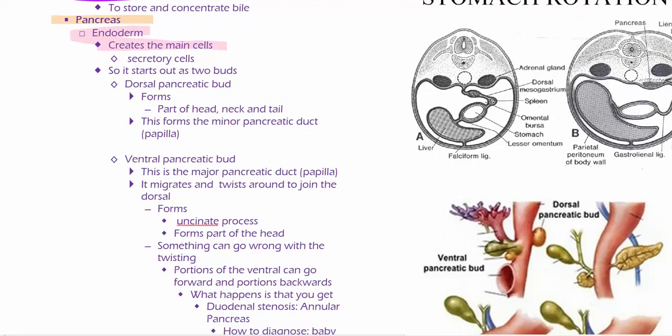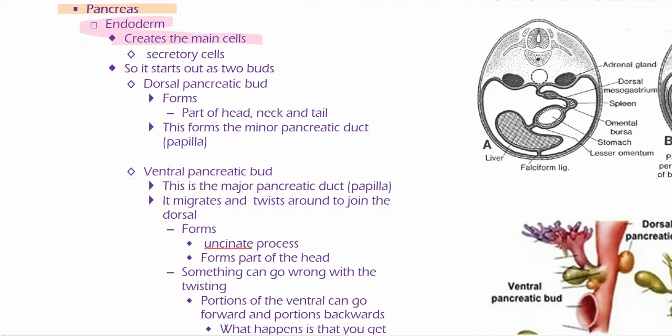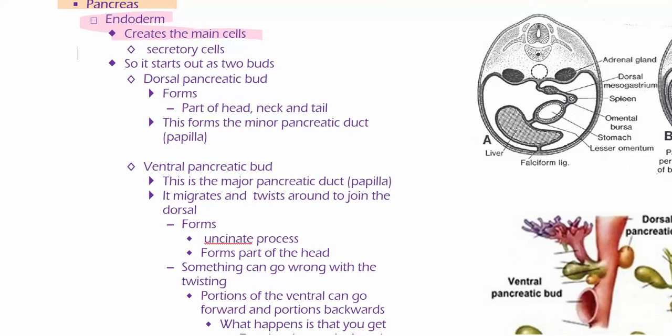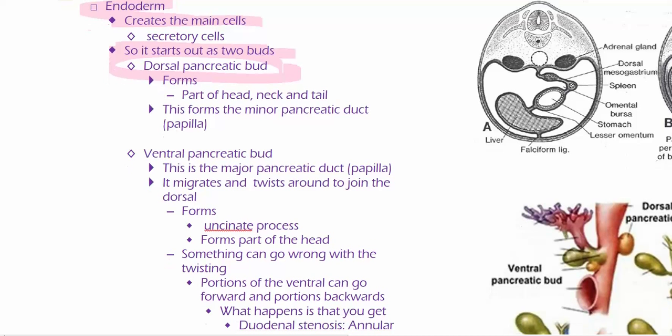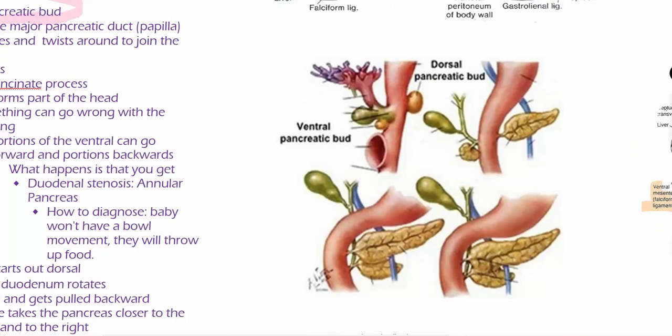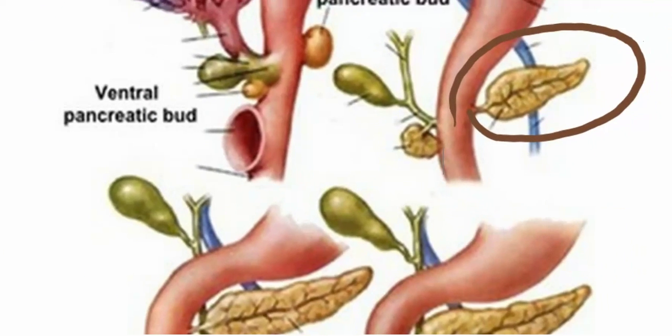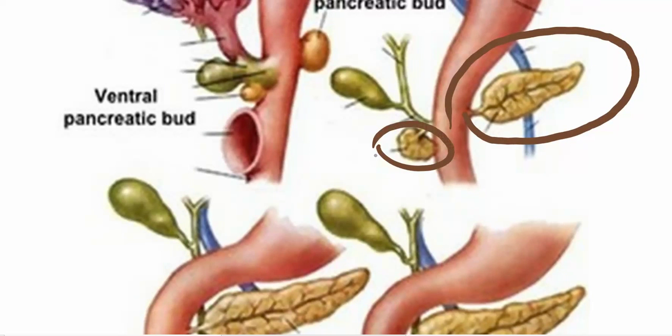Now when we're looking at the pancreas, the endoderm is going to create the secretory cells. But how it begins is that we're going to have two buds. We're going to have the dorsal pancreatic bud, which is towards the dorsal aspect, or towards the posterior abdominal wall. And then we're going to have the ventral pancreatic bud, and we can see it here. This is your dorsal pancreatic bud right here, and this is your ventral pancreatic bud.